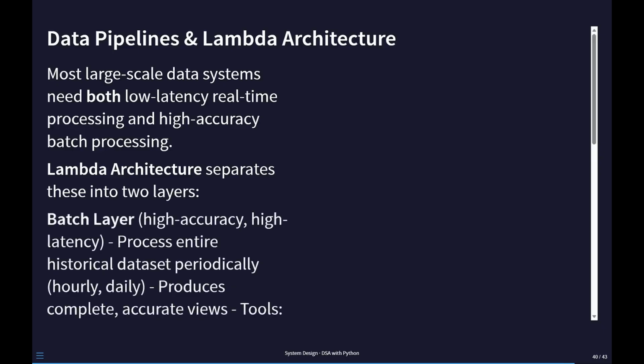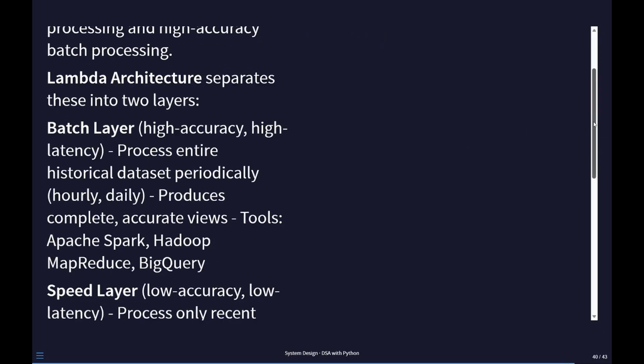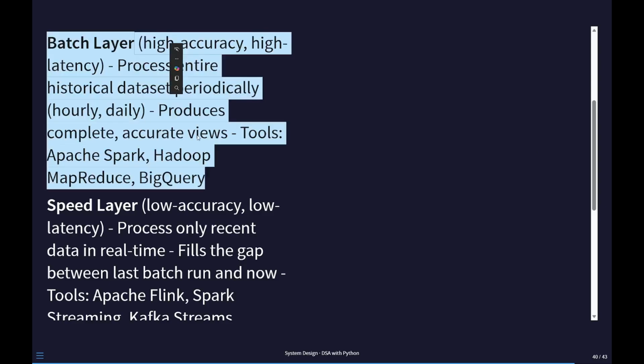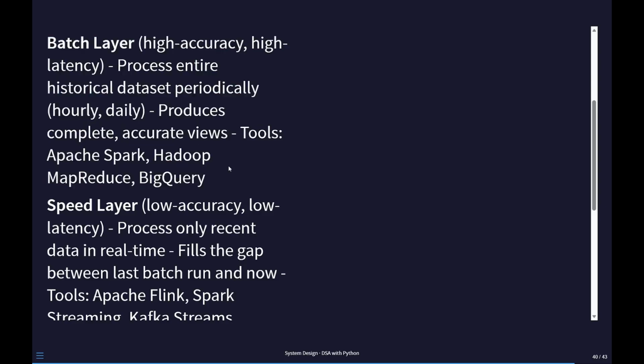The batch layer processes the complete historical dataset periodically, perhaps once per hour or once per day. It is slow but perfectly accurate, because it reprocesses everything. Apache Spark and BigQuery live here. The results are complete but potentially hours old.